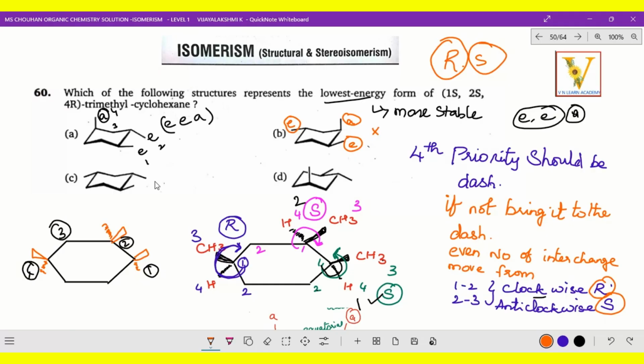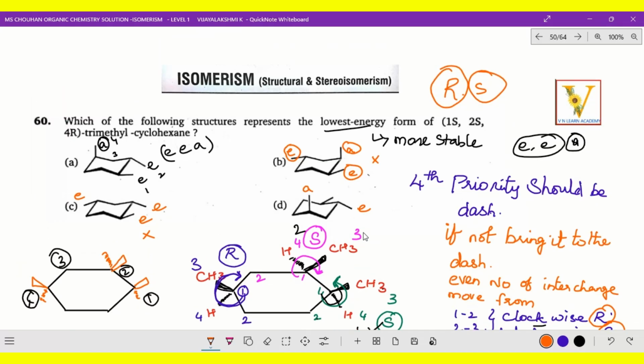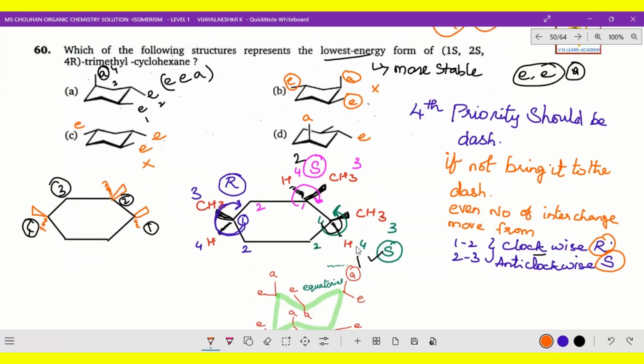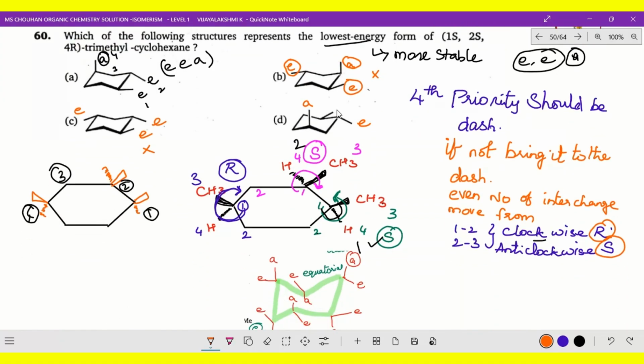Here this is equatorial, and this is also equatorial, and this is also 3. Equatorial will not be more stable, and this is equatorial, and this is upwards axial. Now I bring it to you. Here it is equatorial. See this one, this is upwards, no, this is equatorial, this is equatorial. So equatorial, axial, which is nearer. This actually is more stable, nearer to that RS configuration.